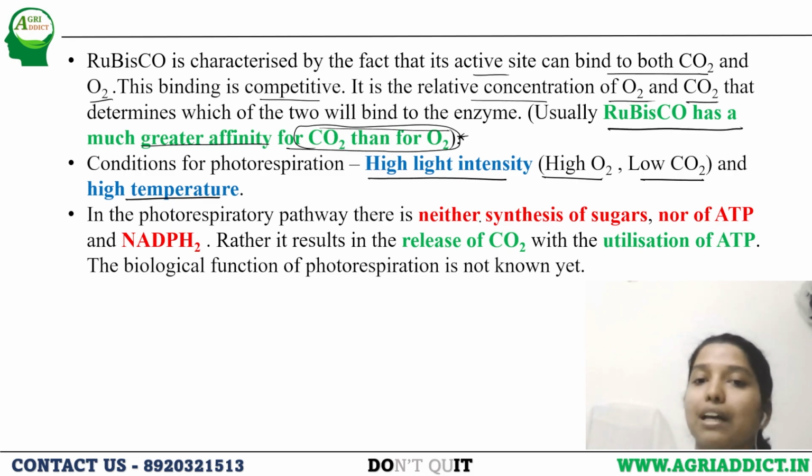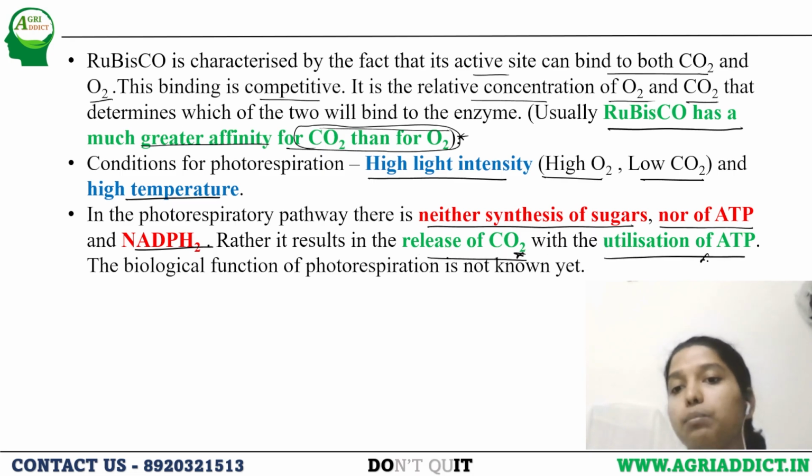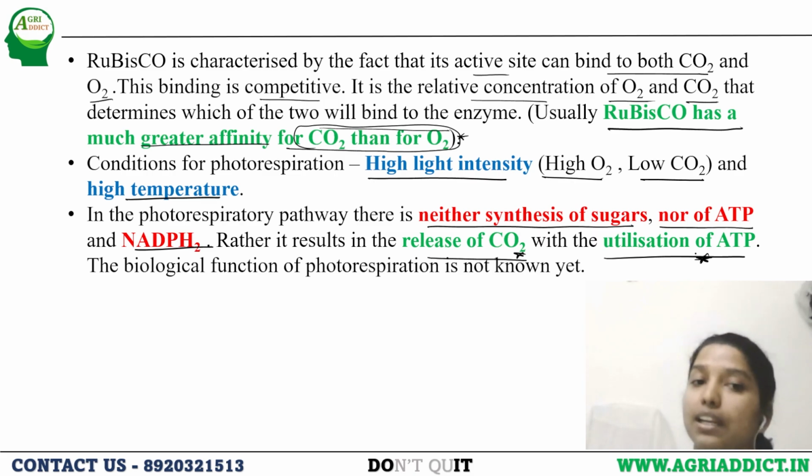In the photorespiratory pathway, there is neither synthesis of sugar, nothing like glucose is forming here, nor of ATP. ATP is also not forming, and no NADPH2 is forming here. Rather, it results in the release of CO2. Here, CO2 is getting released, and one ATP formed in the light reaction is used up.